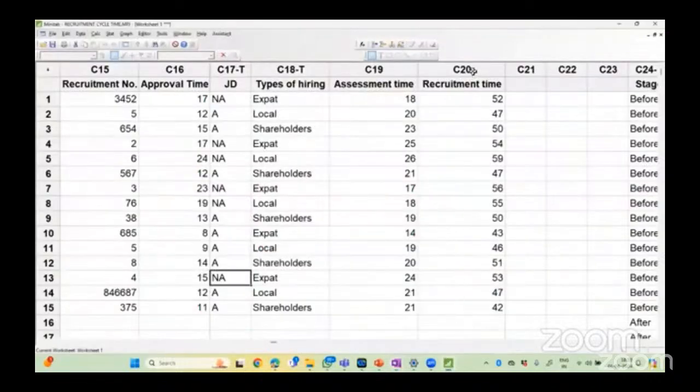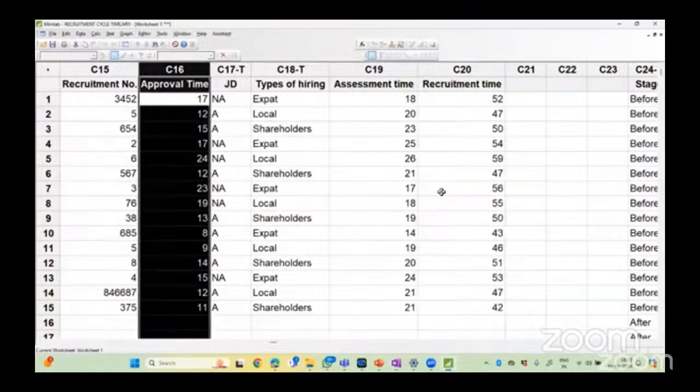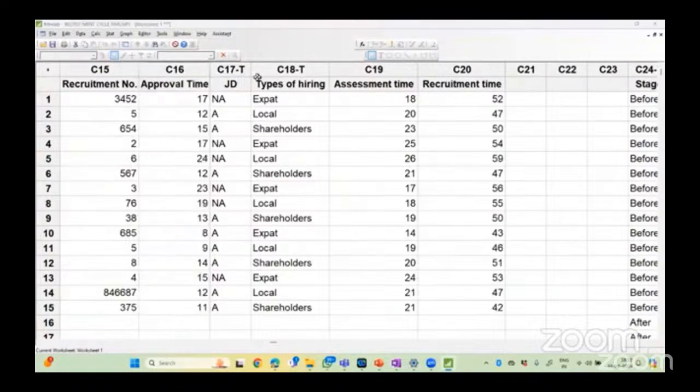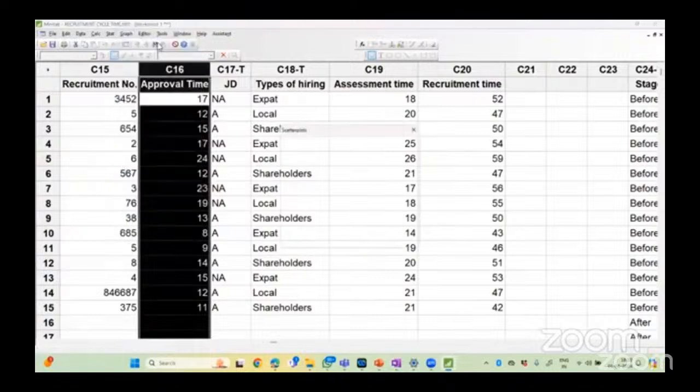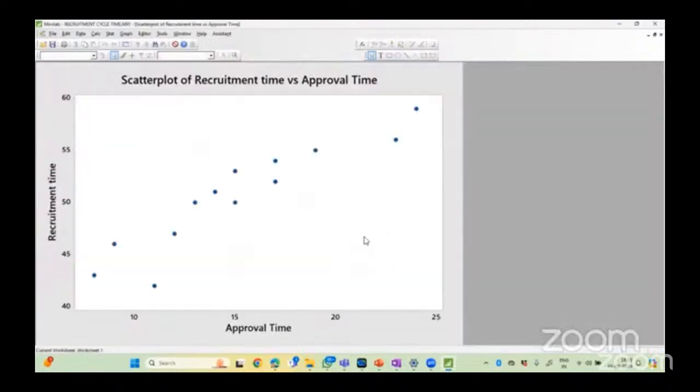First, let us investigate: is the recruitment time affected by the approval time? Now, both are continuous data, isn't it? So I will do a scatter plot of recruitment time and approval time. So I'll plot the data and it appears that as the approval time is increasing, recruitment time is also increasing. So there is a positive relation, meaning both of them are increasing simultaneously.